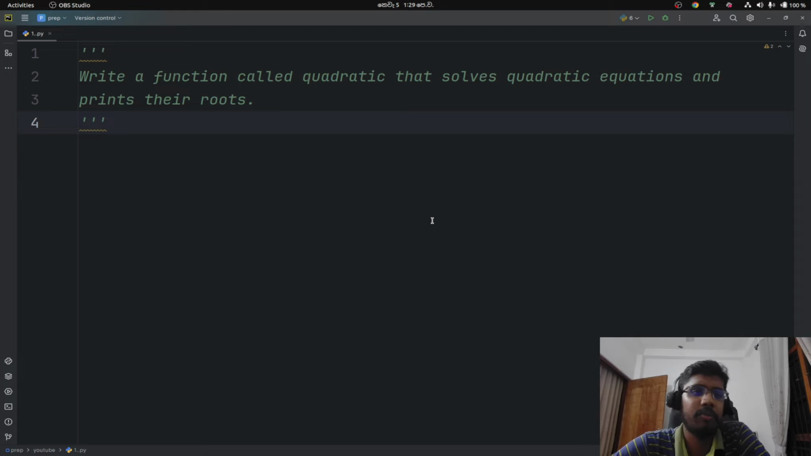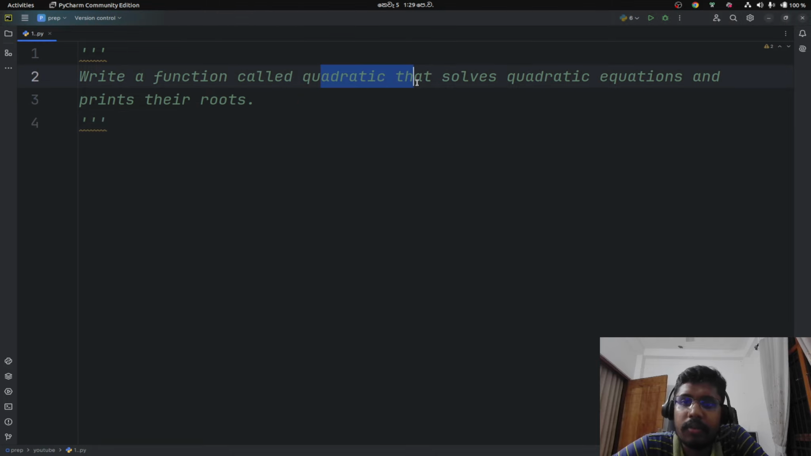Right, so let's look at this question. Write a function called quadratic that solves quadratic equations and prints their roots. Now, before approaching this question, I would like to do a quick recap on what quadratic functions are.